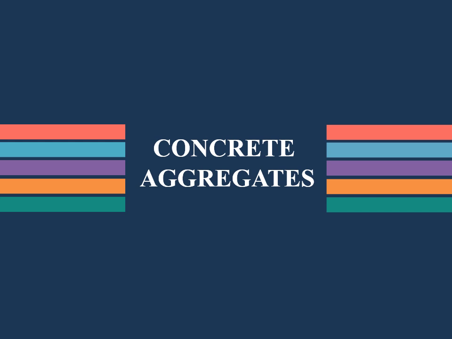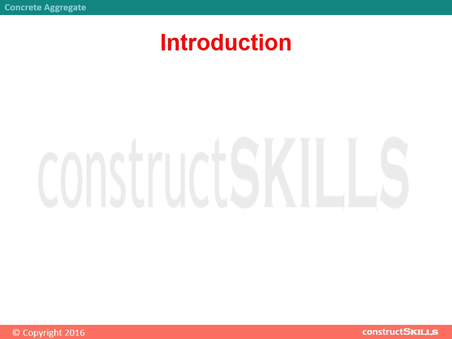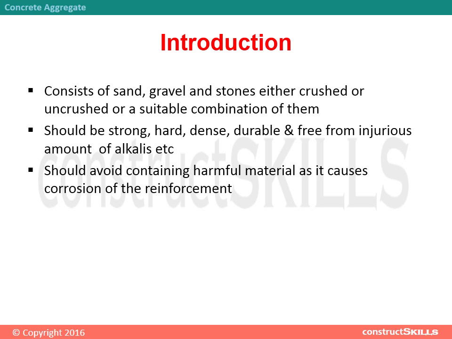Concrete aggregates. Introduction. Aggregates consist of sand, gravel and stones, either crushed or uncrushed, or a suitable combination of them. They should be strong, hard, dense, durable and free from injurious amounts of alkalis etc. They should avoid containing harmful material, as it causes corrosion of the reinforcement.